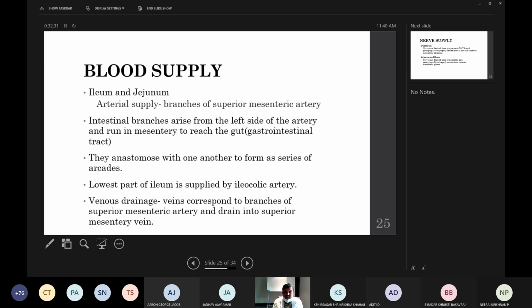Villi are nothing but finger-like projections into the lumen. Villi are completely absent in the stomach. Villi are very poorly developed in the duodenum, and there is a presence of Brunner's glands. Jejunum contains very prominent, broad villi. Now, the shape of the villi is like a leaf.